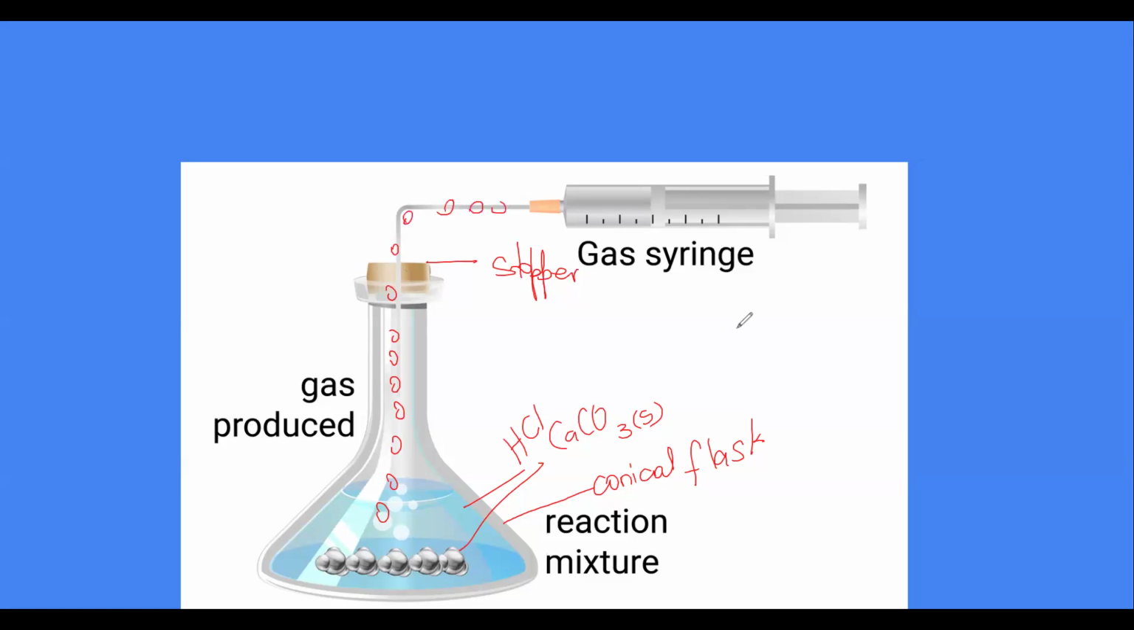Over time, we can record the volume in the syringe, let us say every 10 seconds, or every 20 seconds, or every 30 seconds, or every minute. So we're timing, choosing a time interval and recording the volume of carbon dioxide that is collected. So at the end of the day, we can plot a graph of volume of carbon dioxide collected versus the time.